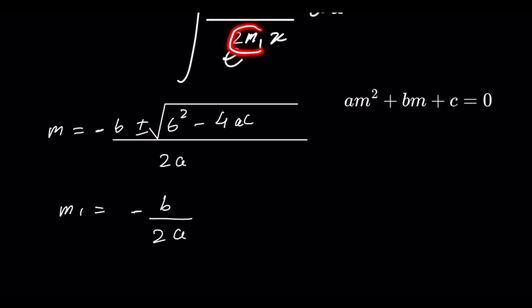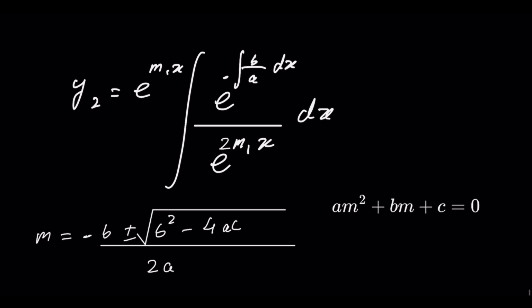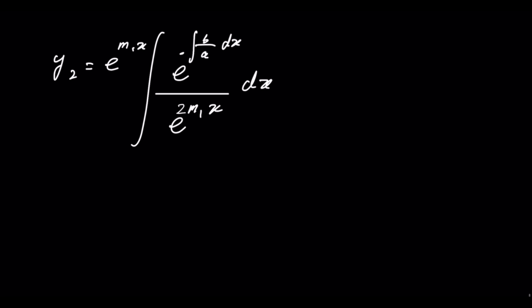You can see here we are having 2m1 here. So we'll be taking the 2 to the other side of the equation. This will be giving us, now we are going to be substituting minus b divided by a here and solve this equation. So substituting minus b divided by a in place of 2m1, we get this.